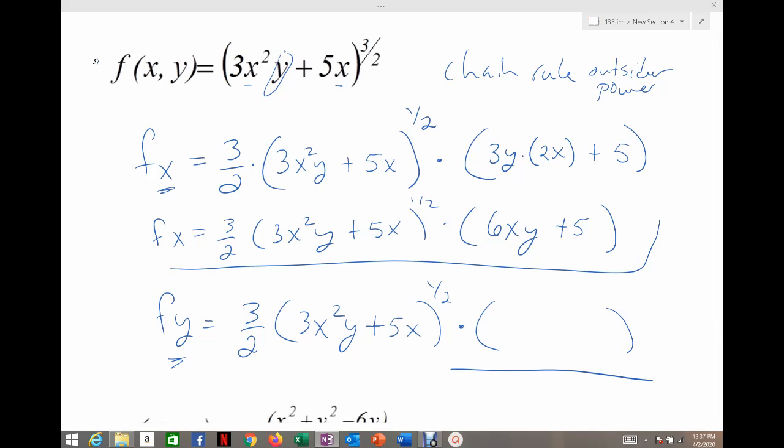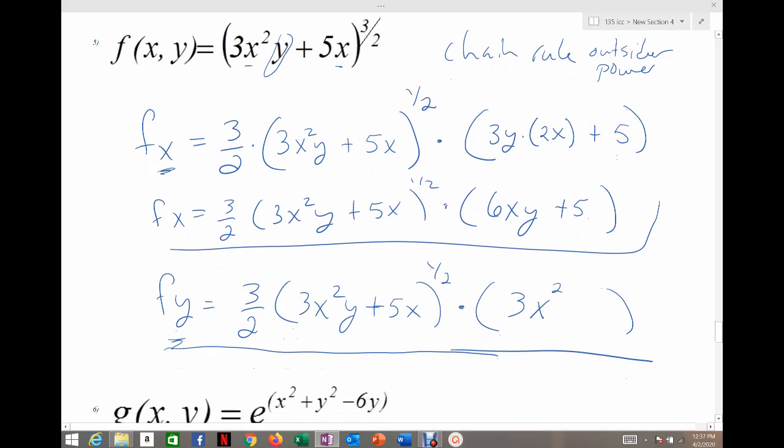Everything else is constant. So the 3x, 3x squared comes along. The derivative of just y is 1, that would be 3x times 1. And then the 5x zeroes out, and so the derivative of that is just 3x squared. Again, the beginning parts are the same. It's the times the inside that's different. It's the inside part that matters. That's going to be true when we just have a power rule.